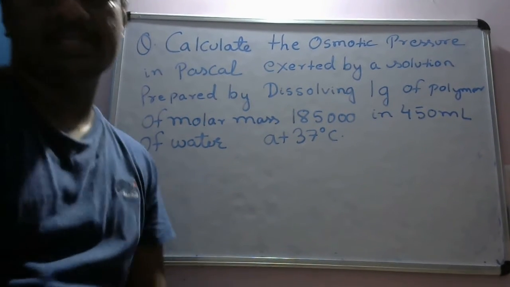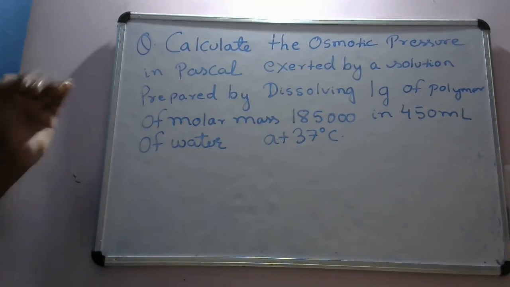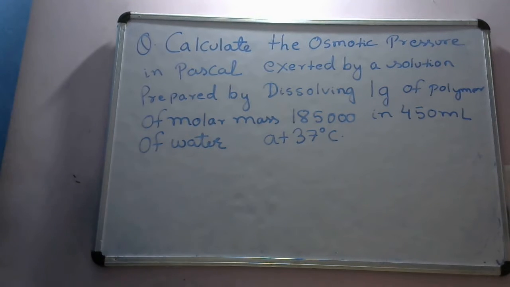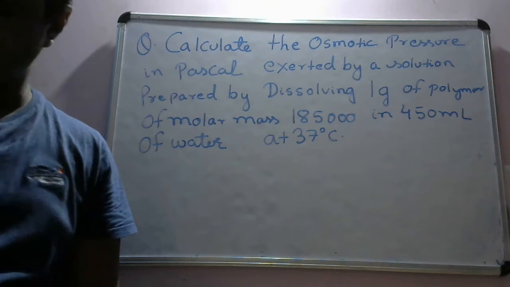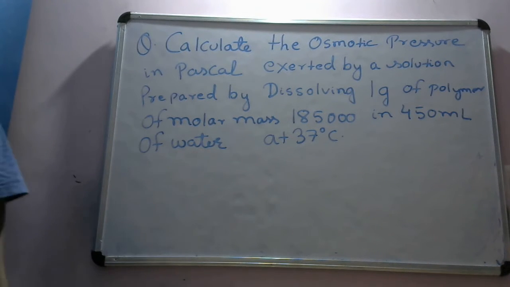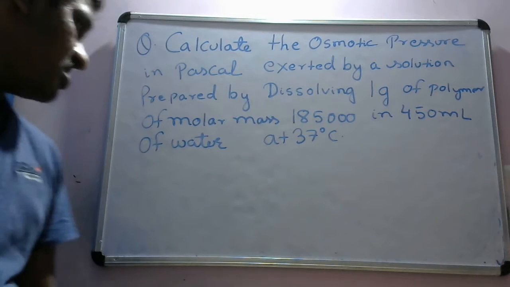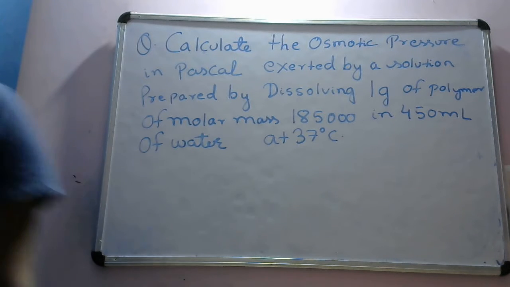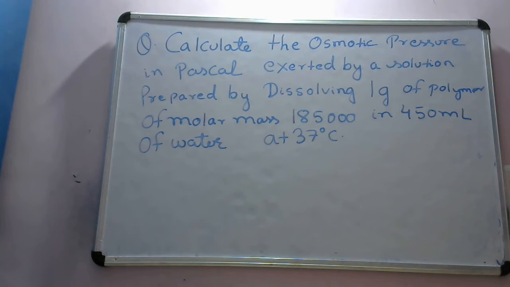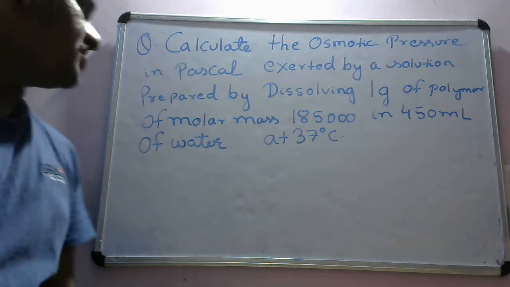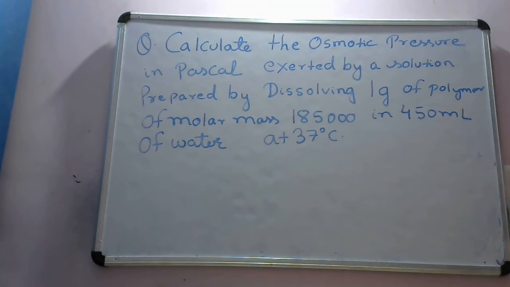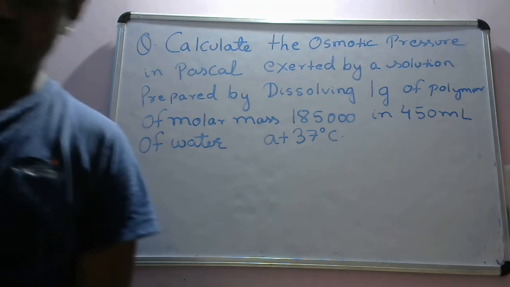Hello students. In this video we will solve a numerical on osmotic pressure from NCERT. The question is: calculate the osmotic pressure in pascals exerted by a solution prepared by dissolving 1 gram of polymer of molar mass 185,000 in 450 milliliter of water at 37 degrees Celsius.